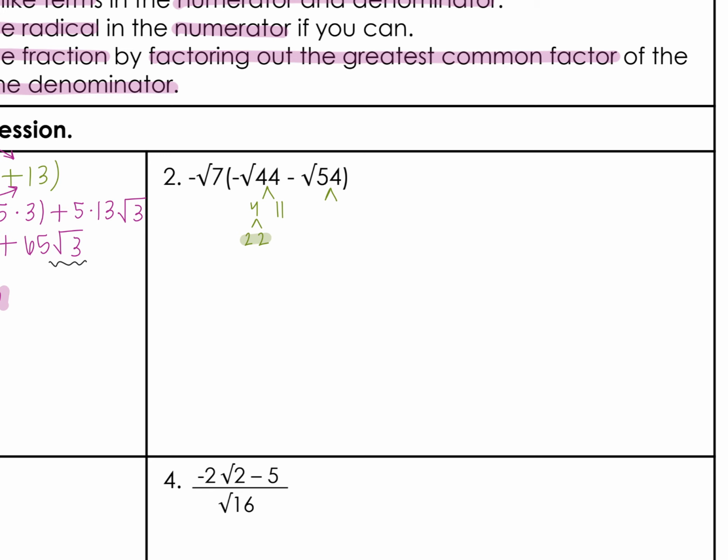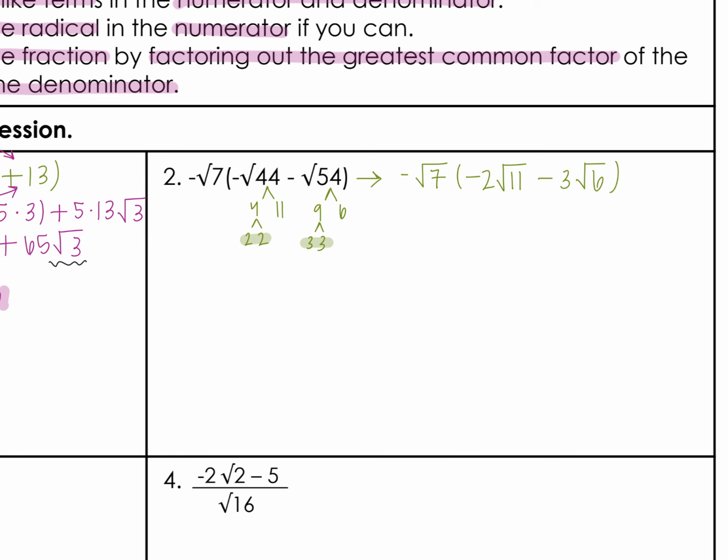Then moving into my 54 here, I can factor that into 9 times 6. And then we'll have that 9 is 3 and 3. My square root of 6 is 2 times 3, which won't give me any pairs, so I'm just going to leave it as a 6. So I'm going to rewrite this. We'll have that negative root 7 times negative 2 root 11 minus our 3 root 6.